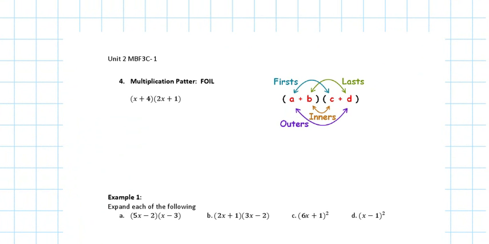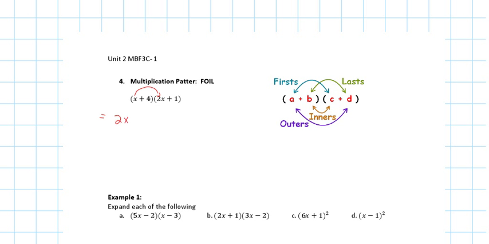Okay? So why do we call it first, outer, inner, last? So if you're looking at these 2 binomials, which one are your first terms? X and 2x. So from each bracket, x and 2x are your first terms. So that means you're going to multiply x by 2x. So x times 2x gives me 2x squared.